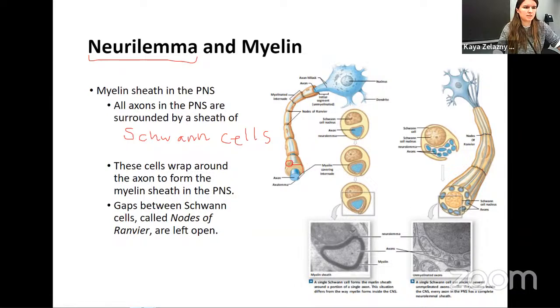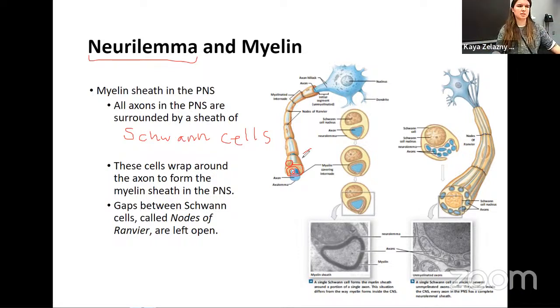And then this stuff is the myelin, and it's made up of just wrapping that Schwann cell around and around and around. So this is how we're forming the myelin sheath in the peripheral nervous system. So like a nerve out in your arm, the myelin is going to be made up of these Schwann cells. It's going to look like this. So we do still have gaps.